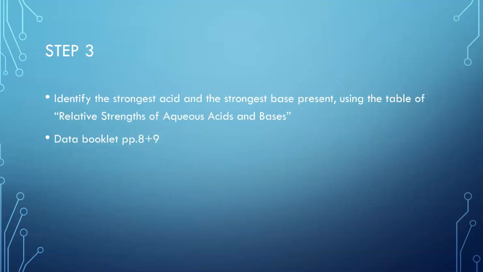For step 3, identify which of the entities is the strongest acid and which is the strongest base. All of the acids are listed in the first and second columns of the table and are ranked from strongest to weakest. All of the bases are written in the third column of the table and are ranked from weakest to strongest.